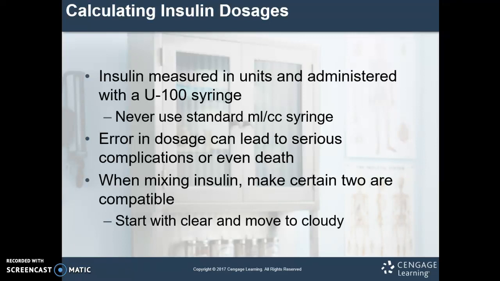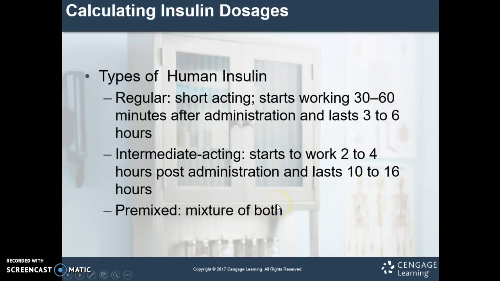So when mixing insulin, we also want to make sure the two are compatible. We don't mix a ton of insulin in our ER just because we usually only give rapid acting. We're very rarely long acting. So, types of insulin. Well, let's finish up with mixing insulin. If you have to mix insulin, you want to draw up your clear insulin first and then your cloudy insulin.